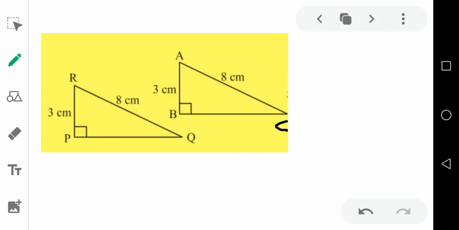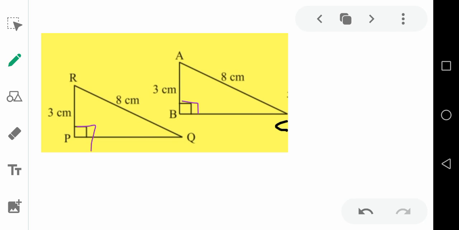So here we have the triangle PQR and the next triangle ABC. We are going to check the congruence rule. This is a right angle triangle. How did you understand that? You can see this symbol. What does it mean? That angle is 90 degrees. So we have 2 right angle triangles.